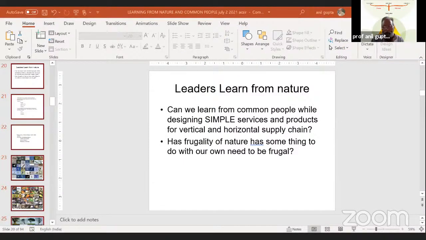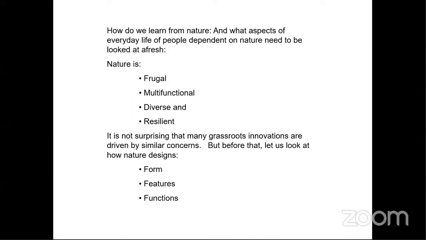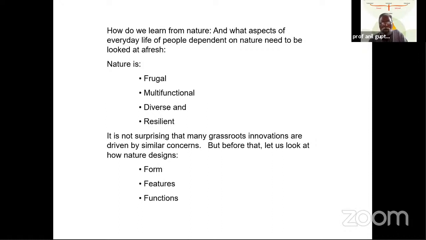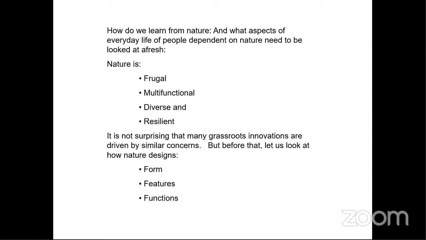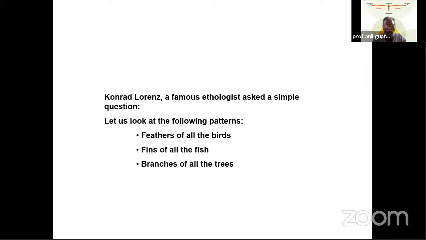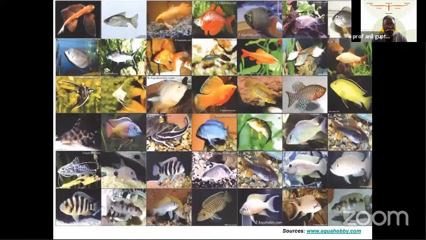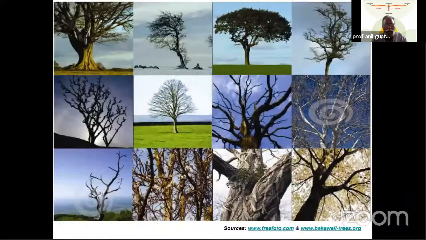So, this is the example I was showing you. An idea was: if nature is very frugal, can we be also? If nature can teach us frugality, multifunctionality, diversity, and resilience, how do they reflect in the form, feature, and functions of innovations? I was telling you about Konrad Lorenz, and these were the three slides I made based on a paragraph in his book. Look at the feathers, look at the fins, and also look at the branches.